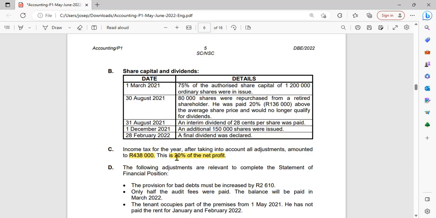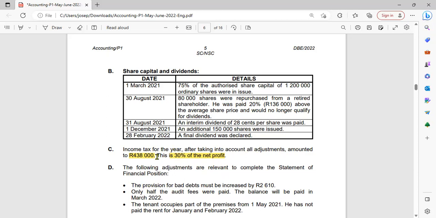When it comes to this 30% of net profit, sometimes they might not tell you, especially this one, they did not tell you whether it is 30% of net profit before tax or after tax. But today you are going to know how to deal with it, even if you are doing an income statement.